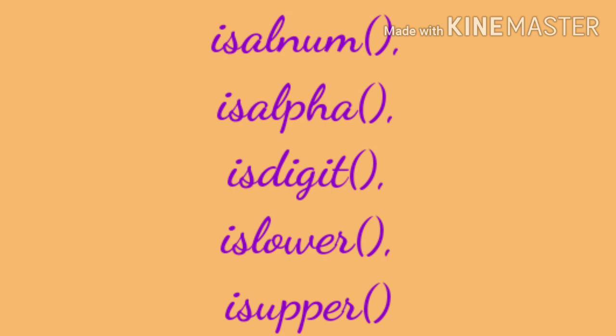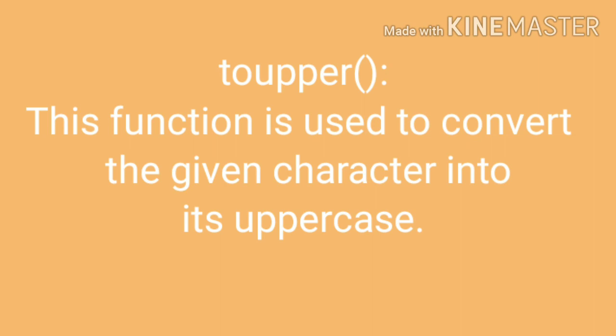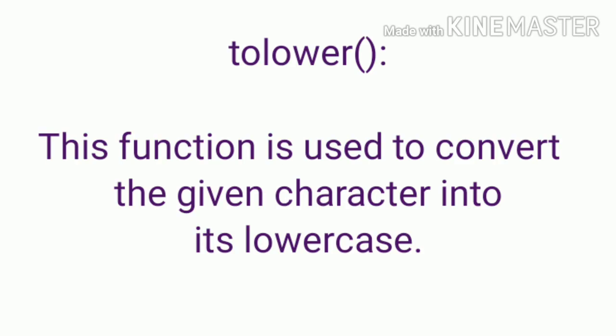The next concept is toupper and tolower, which are used to convert the given character into another case letter. The toupper function is used to convert the given character into an uppercase letter. That is, if you give a small letter, it is converted into a capital letter. Next function is tolower. tolower means it converts the given character into a lowercase letter.